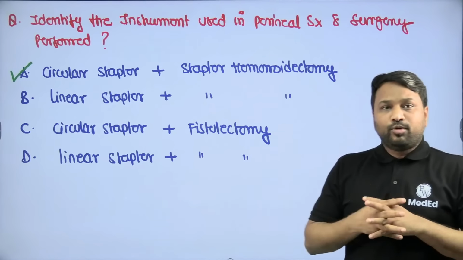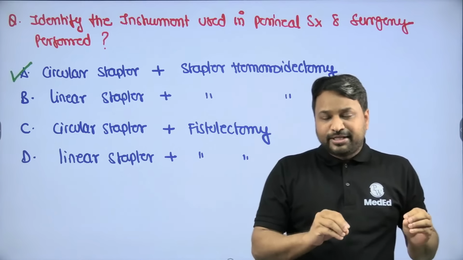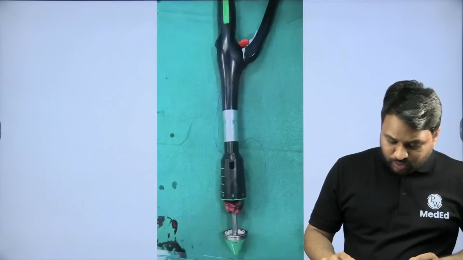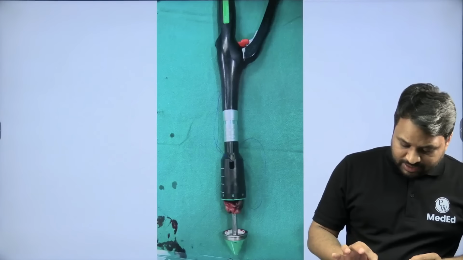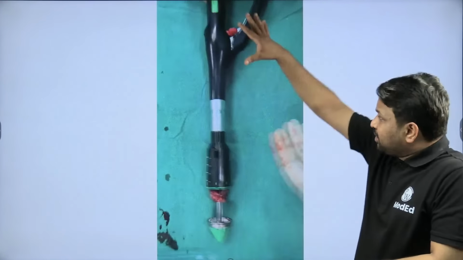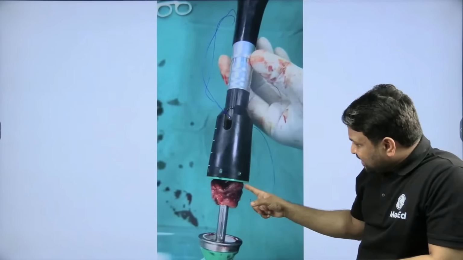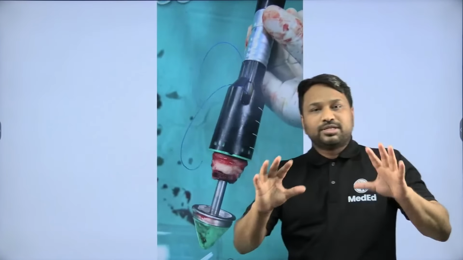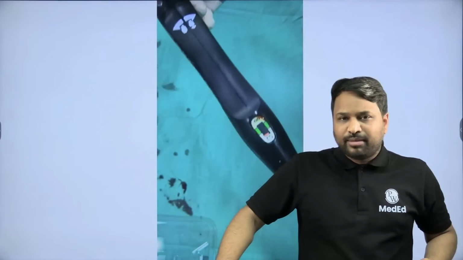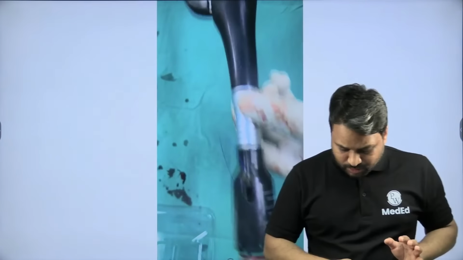Next, I asked you, I'm going to show you the instrument. Identify the instrument as well as procedure. The instrument shown in the image was this. Now, this is identify the instrument. This is your circular stapler, and this is what a donut of tissue, which is done in circular stapler hemorrhoidectomy. That was the answer for this question.